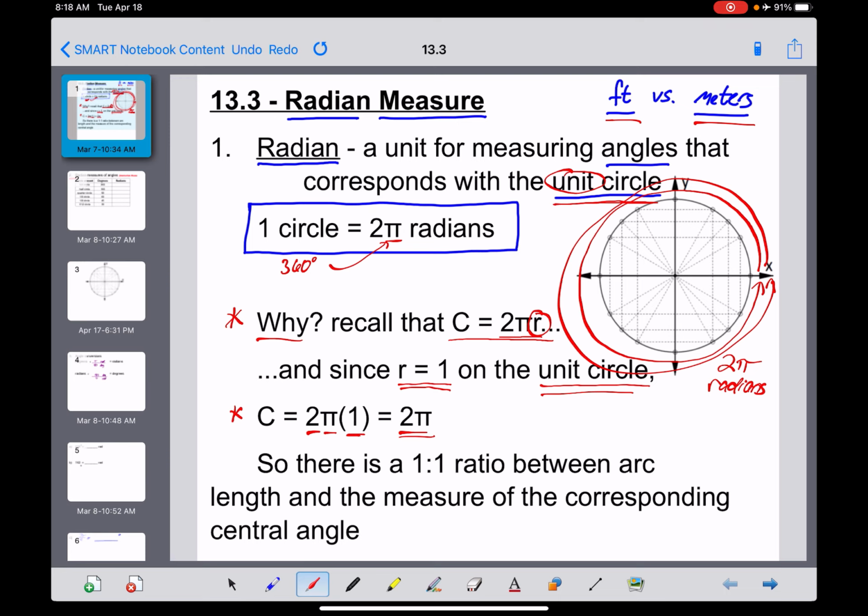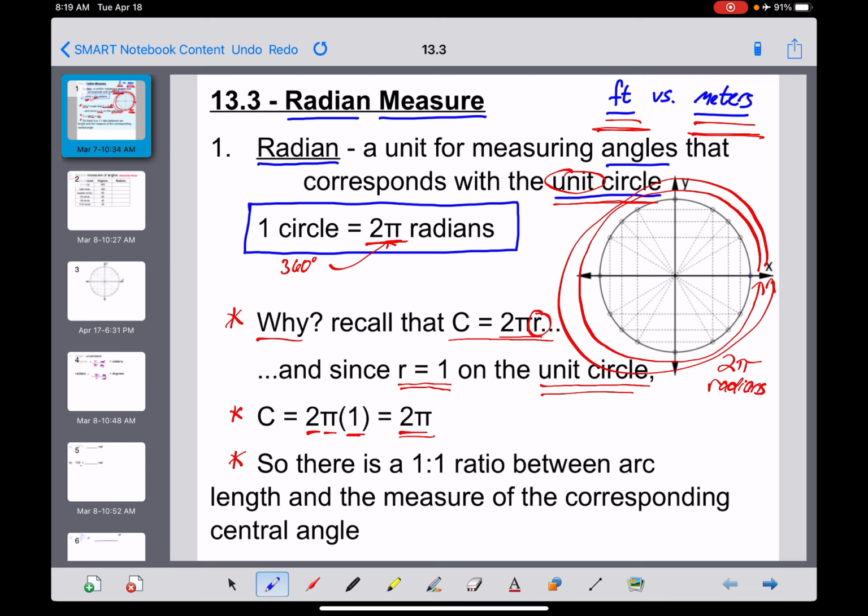Now, a circumference is a distance. So that circumference might be 2 pi feet, it might be 2 pi meters, it could be 2 pi inches, it could be a 2 pi of a lot of different things. But the distance then of 2 pi around the outside corresponds with the angle measure going around with it as well. So what that means is there's a 1-to-1 ratio between arc length and the measure of the corresponding angle.